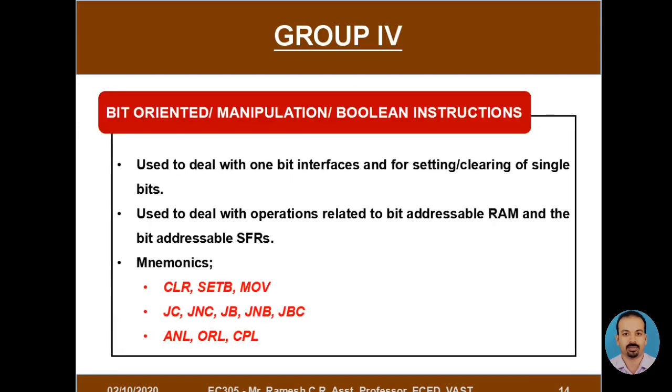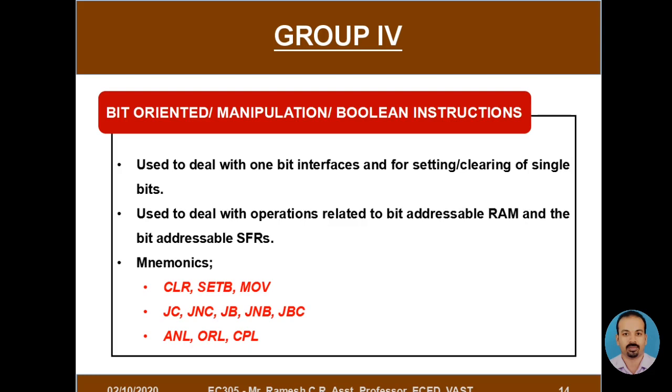Now going to the fourth group, that is the bit oriented or bit manipulation or boolean instructions. Here the instruction will be executed on one bit. Sometimes it may be on a single bit, or the boolean operations will be between two bits of data. Basically they are used for setting and clearing some of the bit values.